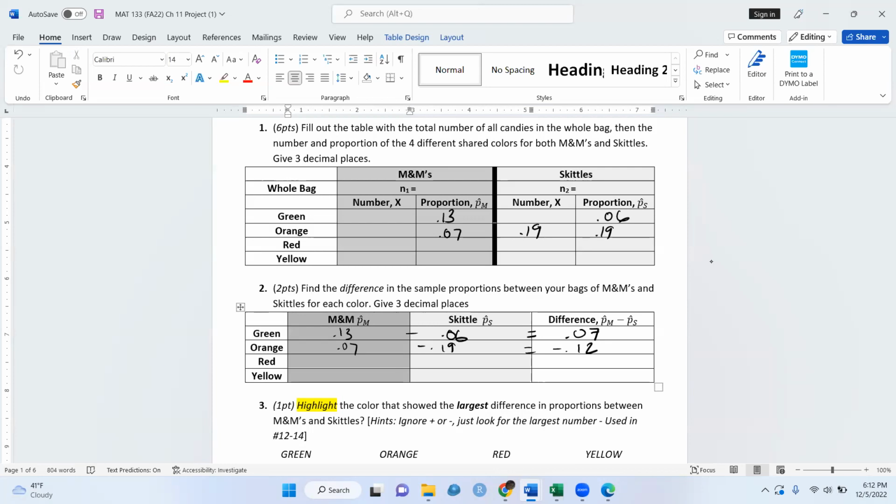So you'll have all these, and then you're picking the largest difference, but you're ignoring the negatives. You're doing the absolute value. So between these 2 numbers, the orange difference is the largest. So that would be the number 1, and the second largest would be the number 2.